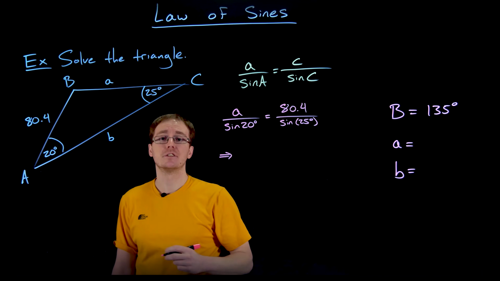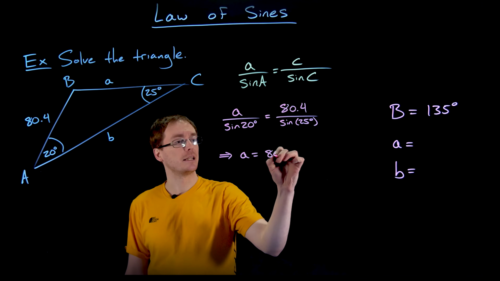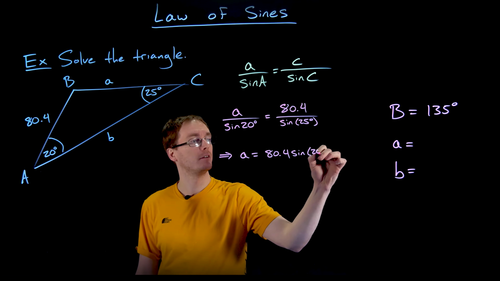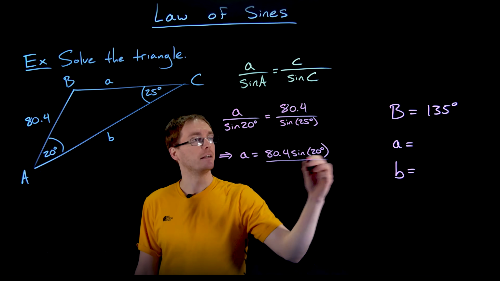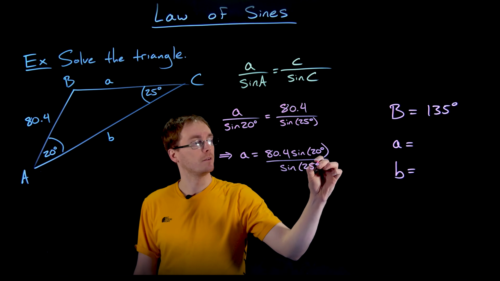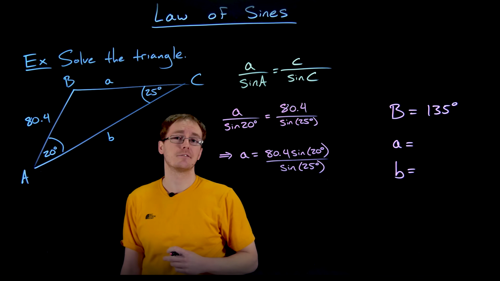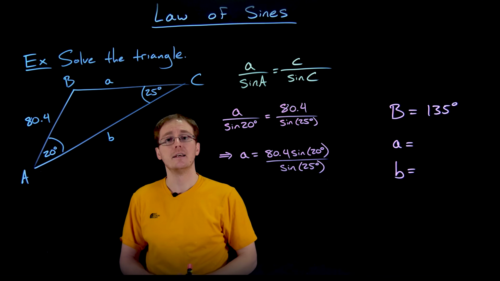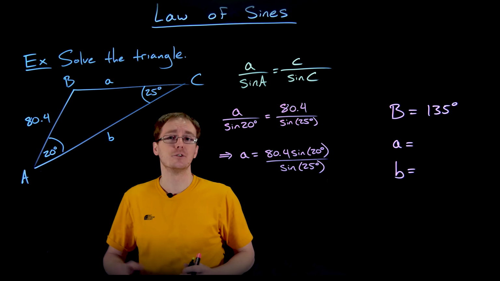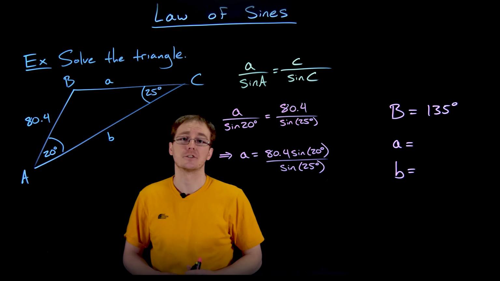Well, now we can solve this equation for A, and so we see that the exact value of A is going to be 80.4 times sine of 20 degrees divided by sine of 25 degrees. All right, to solve for A in this equation, I just multiply both sides by that denominator on the left-hand side, sine of 20 degrees. And that's why I said we want to have the unknown quantity we're trying to solve for in the numerator. Otherwise, you have to also do a step of reciprocation or flipping the fractions over.